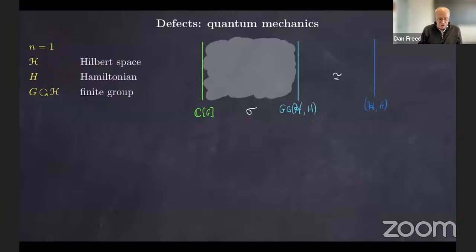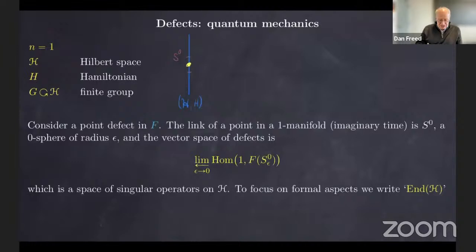So if we just consider this theory without the symmetry, how do we compute defects supported on a submanifold or a stratified submanifold? Well, we look at the link. The link is the unit sphere in the normal bundle. So in this case, it's 2 points, it's the zero sphere. And we evaluate the theory on that sphere.